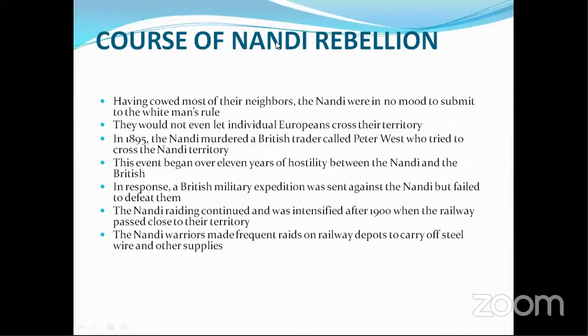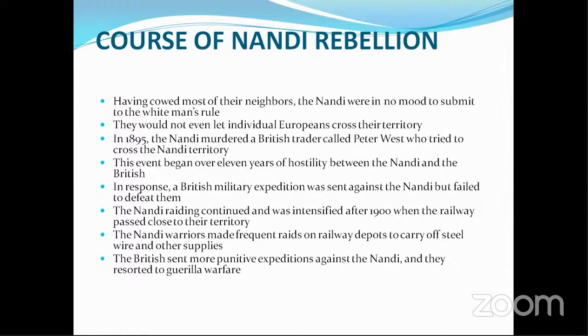All right. So let us try to go back, but I've been emphasizing the chronology. Please emphasize the chronology. One event leads you to the other when you are looking at the course. So here we have said that the Nandi made frequent attacks on the railway depots, and then they were carrying off steel wire. Then there is this other statement here, that the British sent more punitive expeditions against the Nandi, and they resorted to guerrilla warfare. Now, the British sent more punitive expeditions, like they wanted to punish those who were stealing the steel wire.